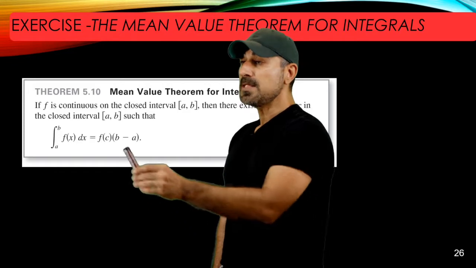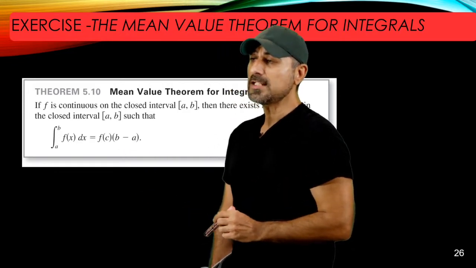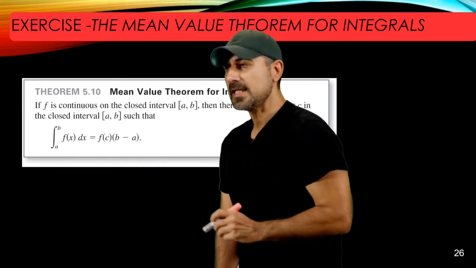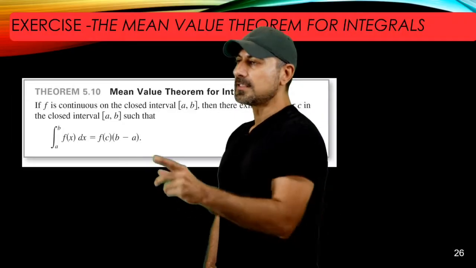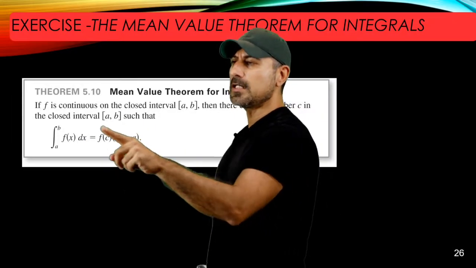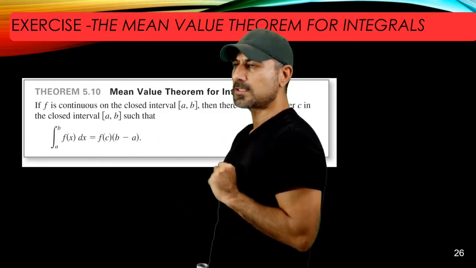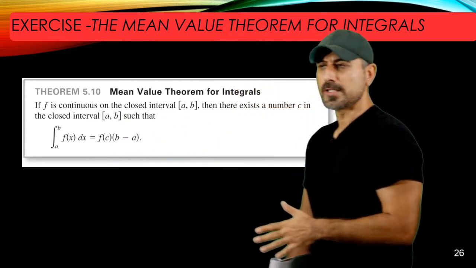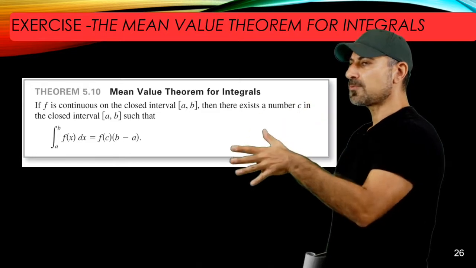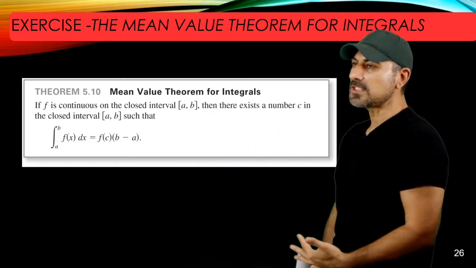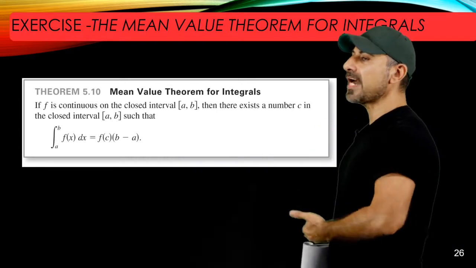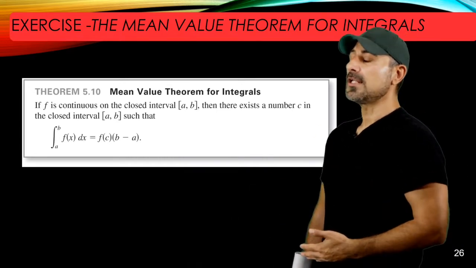Speaking of f of c, that is just a fixed number once you know c. You may think of b minus a as the length of one side of a rectangle and f of c as the length of the other side of the rectangle. This looks like the area of a rectangle. So why don't we hit the road and solve this problem? Once we have the visual, you will have a better understanding of what the mean value theorem means in terms of finding a definite integral.